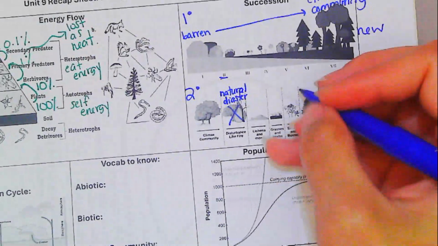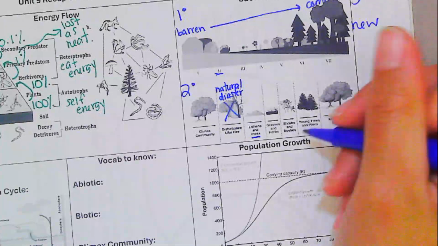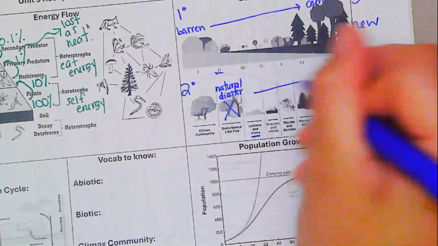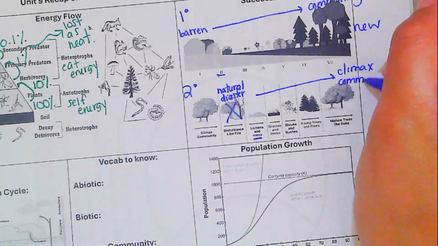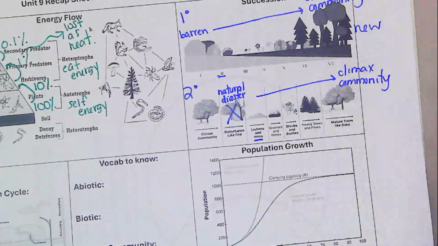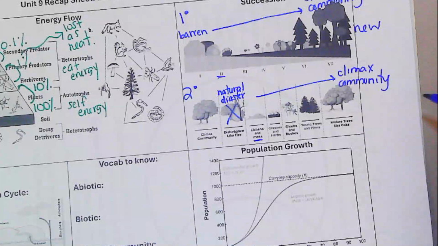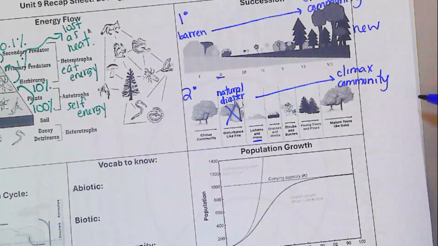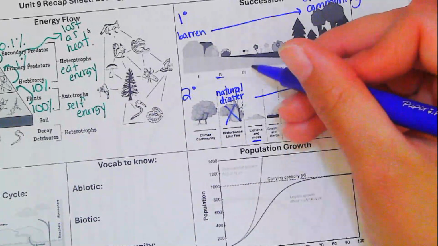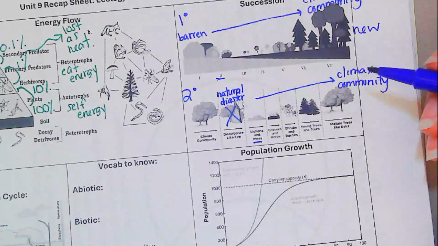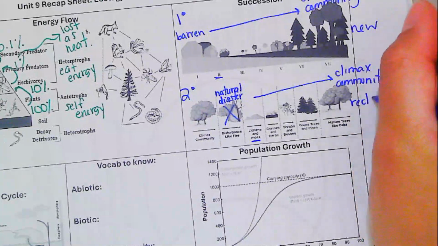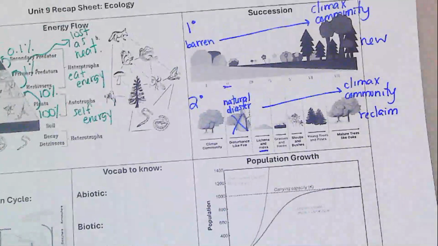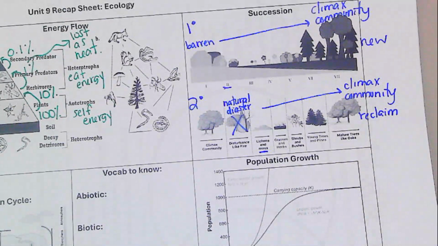So it's going to start back with the lichen and the moss, working its way up back to that climax community. It just didn't have to start from the rocks again. It did have that base layer there. So it kind of starts right back at this point. And that's succession. So that's our reclaim. And then we'll go to your cycles.